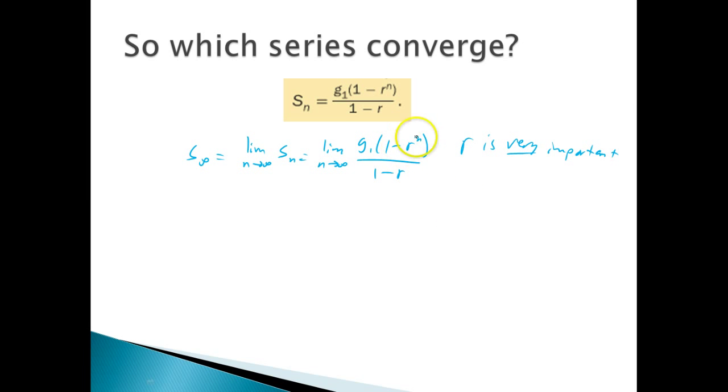So take a second and think what kind of r values we could have here that will actually make this limit exist and converge, and which r values are going to make this diverge and go off to infinity. So take a second to think about that.